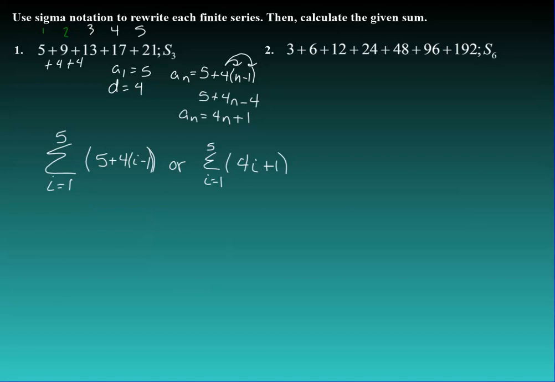And then it says to calculate the sum. The sum they're talking about is this here. They want us to find s sub 3. So we're really saying 5 plus 9 plus 13, which is going to be 27. So what I'd like you to do is try number 2 right now, and then check and see how you did when you're done.